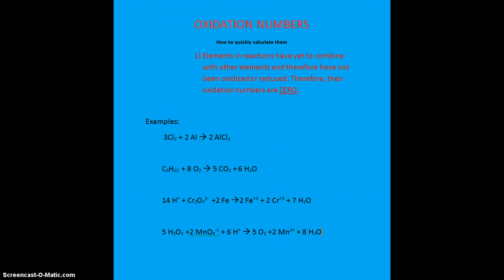If we're going to learn how to balance a particular kind of reaction called redox reactions, where certain atoms lose electrons and hence are oxidized, and other atoms gain those electrons and hence are reduced, we're going to have to learn how to quickly calculate what are called oxidation numbers.